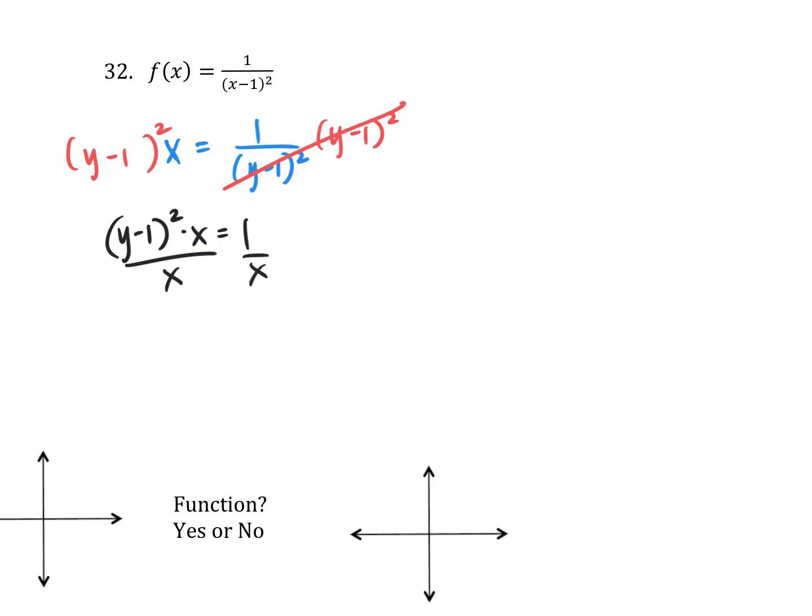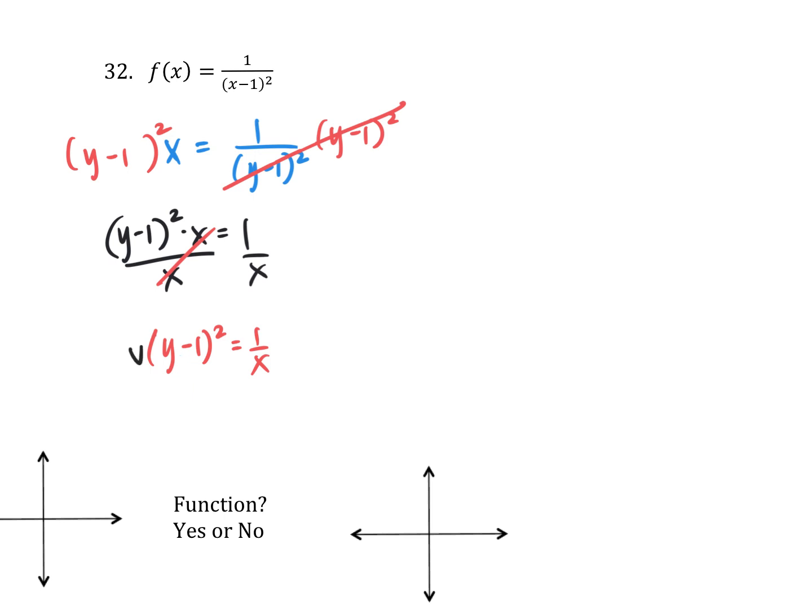Where did we get the y minus 1 from? Great question. Because we switched the x and the y. This started as y equals 1 over x minus 1. So I switched the x and the y. Then I was getting rid of my denominator. So what are we going to do to get y by itself here?